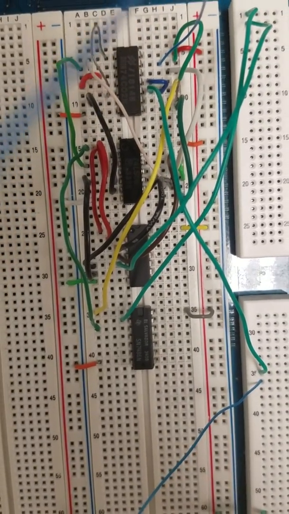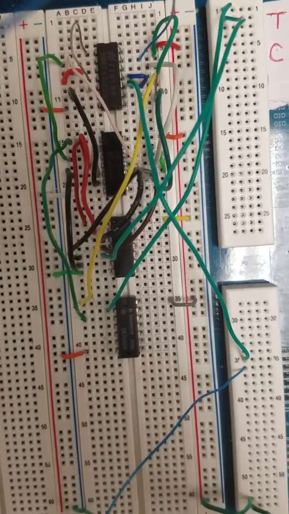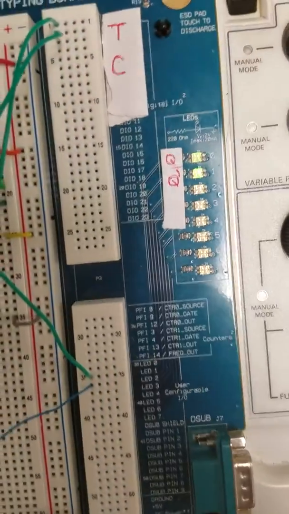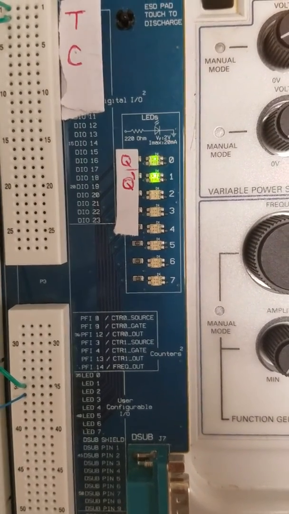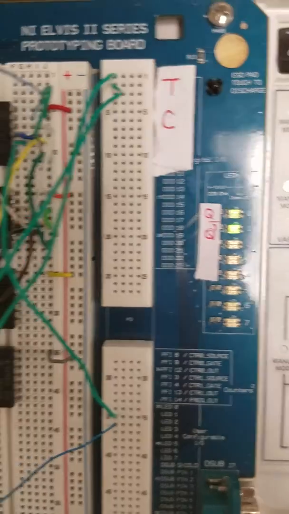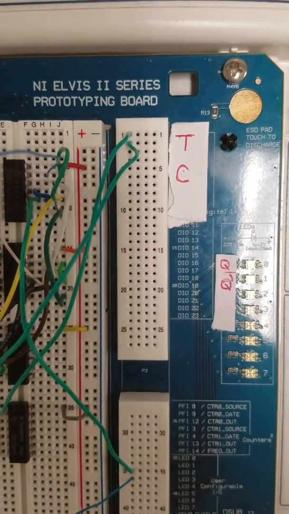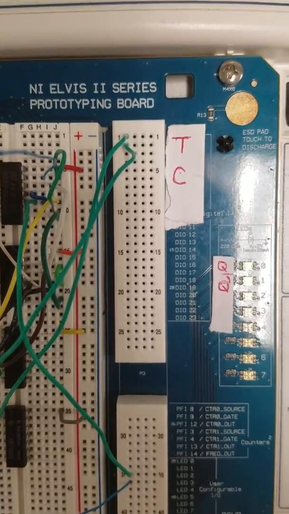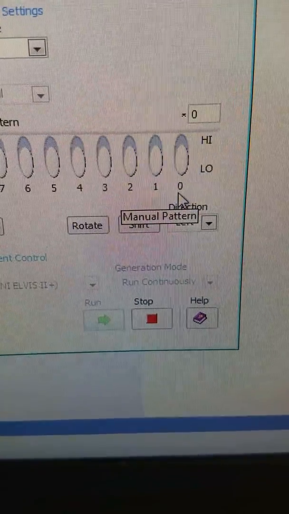This is the T flip-flop in which I implemented the 7480 seeds IC in order to construct it. In this case, LED 0 is going to represent Q, and LED 1 is going to represent the Q prime output. For the digital inputs, digital input 0 is going to be T, and digital input 1 is going to be C, our clock. So looking at the wiring, 1 is going to be the clock, and 0 is going to be T.